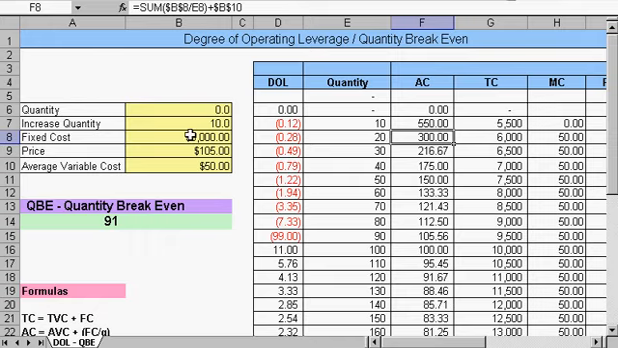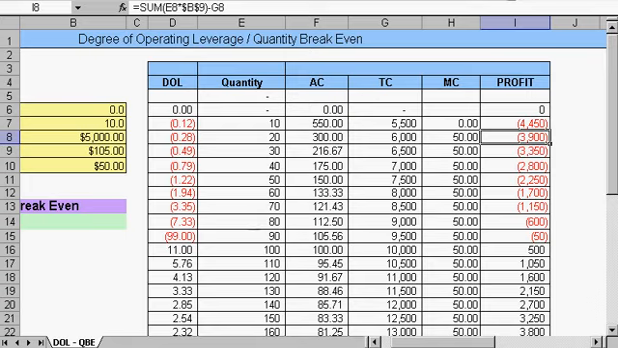Take a look at our average cost. Our average cost is the total fixed cost divided by the quantity plus the average variable cost. So that's actually an average fixed cost plus average variable cost. The total cost is the quantity sold multiplied by the average cost. Our marginal cost is the cost to produce one additional unit. In this situation, the marginal cost stays constant at $50.